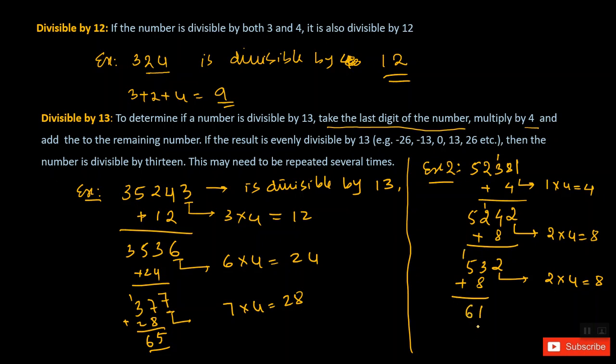Look at that, we end up with 61, and 61 is not a multiple of 13. So I say this number, 52381, is not divisible by 13. This is how you conclude. All right, let's move to the next.